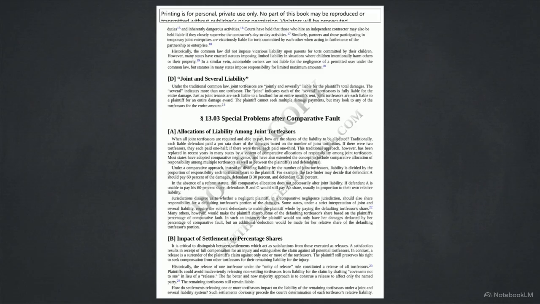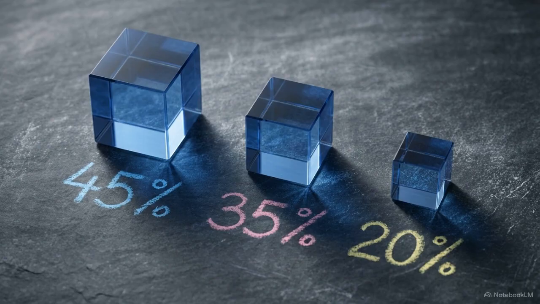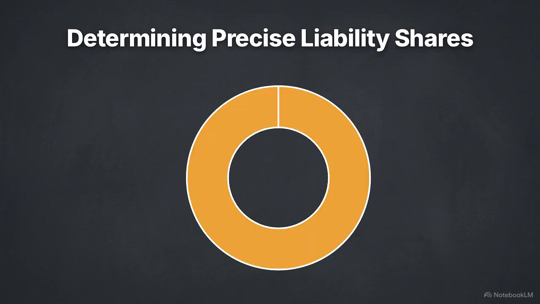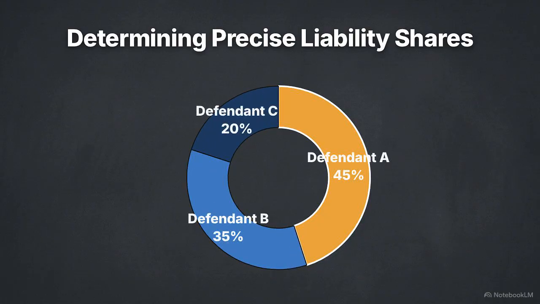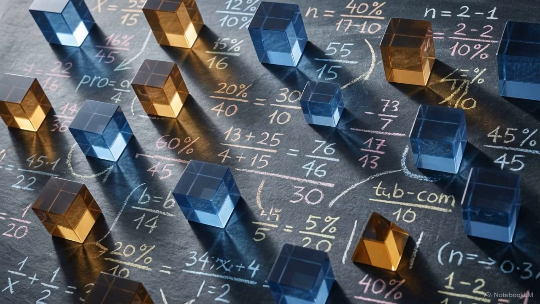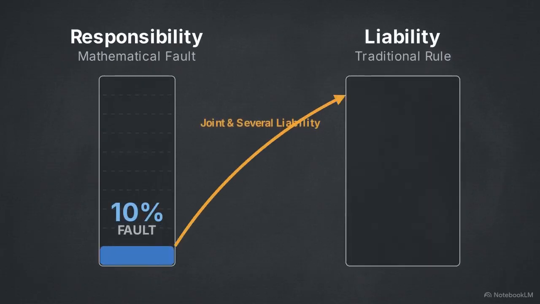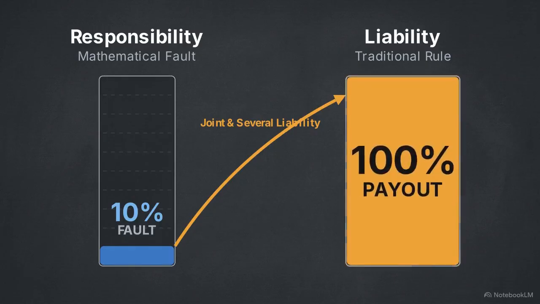This rule remained the standard until a widespread jurisdictional shift introduced a competing framework, comparative fault. Comparative fault discards the blunt application of equal liability. Instead, it requires the fact finder to determine a precise mathematical percentage of responsibility for every party involved in the accident. This shift creates a direct structural conflict. Courts must now reconcile a modern mathematical system where a defendant might be only 10% responsible, with traditional rules that can still hold that same party 100% legally liable for the payout.